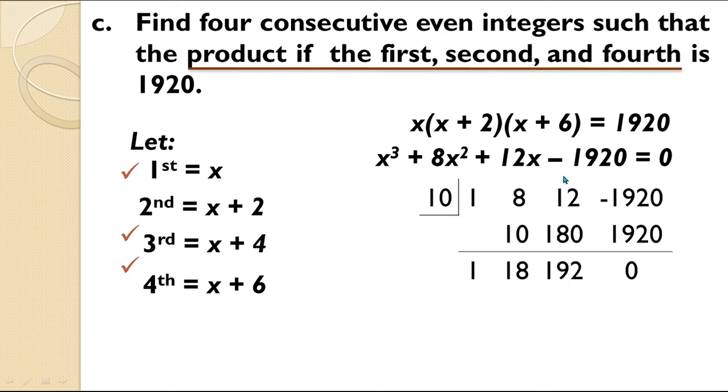Then, using the synthetic division, so, simplify natin lahat. So, 1 times 10 is 10. Add, so 18. 18 times 10, 180. Then, add is 192. Then, times 10 is 1,920. Then, add is 0. So, 0 ang remainder. Therefore, yung ating first even integer is 10. Then, second is 12. Third is 14. And fourth is 16.